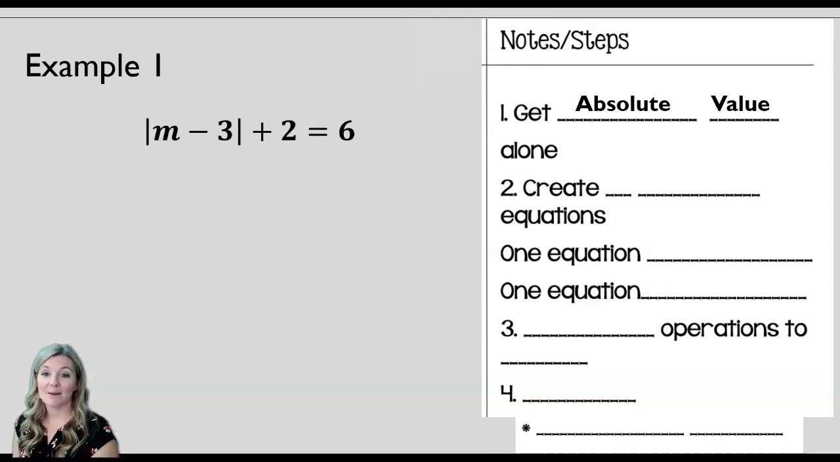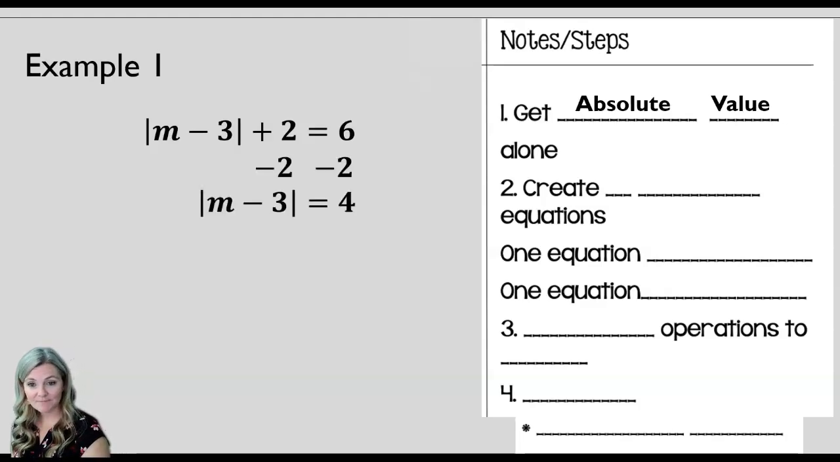So how would I get that plus 2 to go away? I would subtract 2 from both sides. And so I get the absolute value of m minus 3 is equal to 4. Absolute value by itself, step 1.